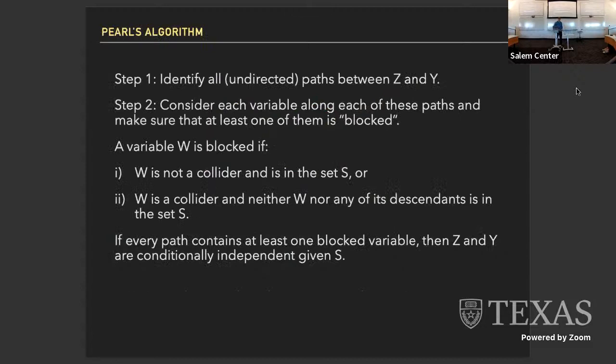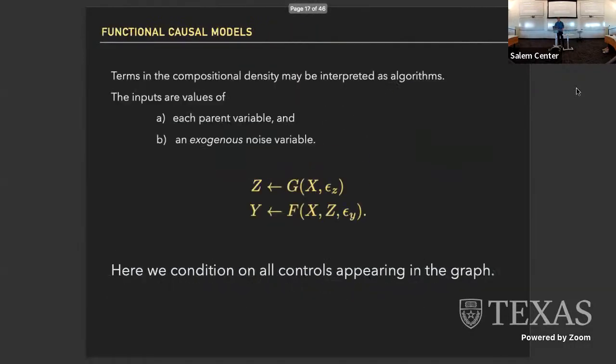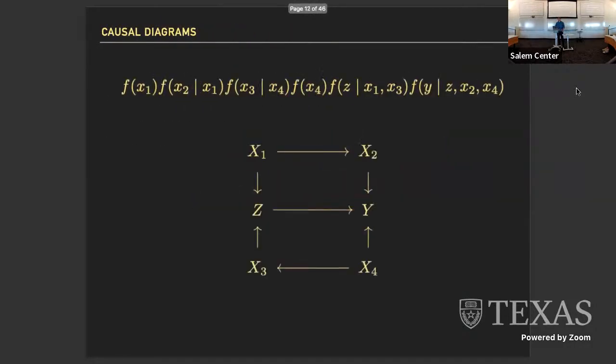So the algorithm looks like this, basically. We start with a graph, and we find all of the ways that we can traverse from z to y, okay? Undirected, going through any variable. So in this example, right, what are the paths? We can go that, or we can go that. Okay? You can go upstream of the arrow. So find all of the undirected paths. Along every path, make sure that at least one variable is blocked. Okay? What blocked means is either it is not a collider and you conditioned on it, or it is a collider and you did not condition on it. Okay? And that's it. That's the algorithm.